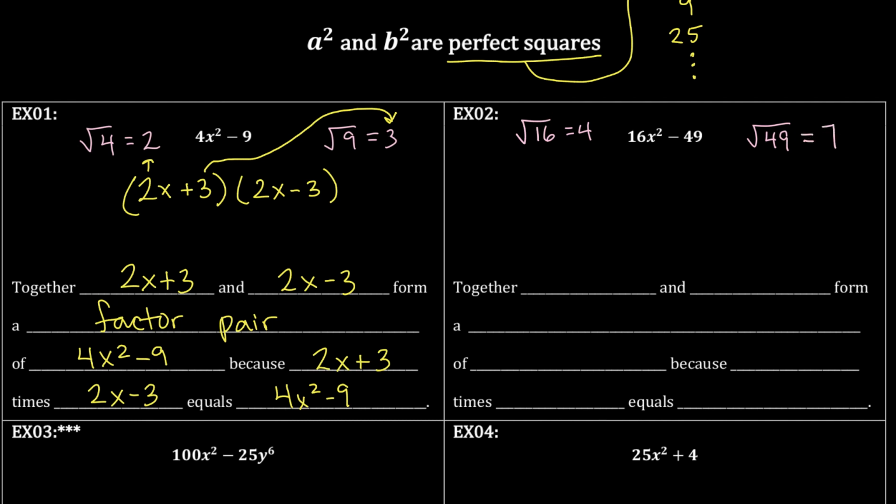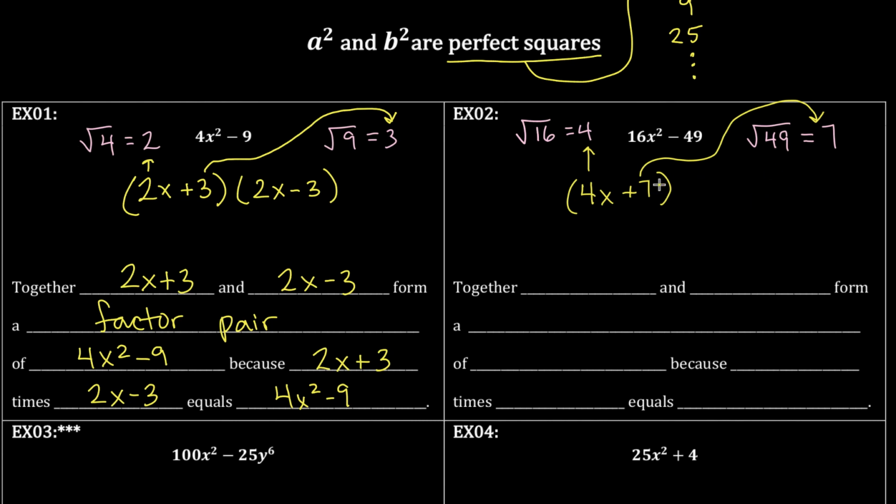So we can write this as 4x. Remember, we get that 4 from right here. And then we'll put plus 7. And we get that 7 from right here. Times 4x minus 7.